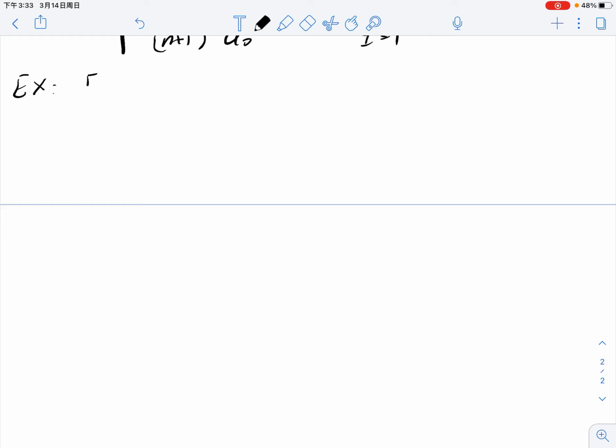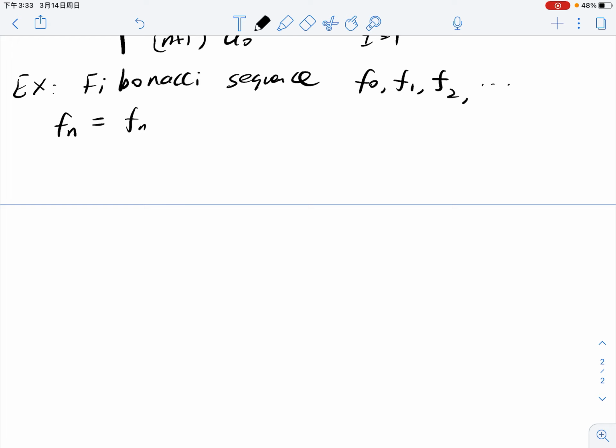Now the main topic for this lecture is the Fibonacci sequence. So far I haven't mentioned what the Fibonacci sequence is, but I will give it to you right now. Let's call it F0, F1, F2, all the way up, and the relation is given by Fn is Fn minus 1 plus Fn minus 2. So each item is the summation of the adjacent two items before it.